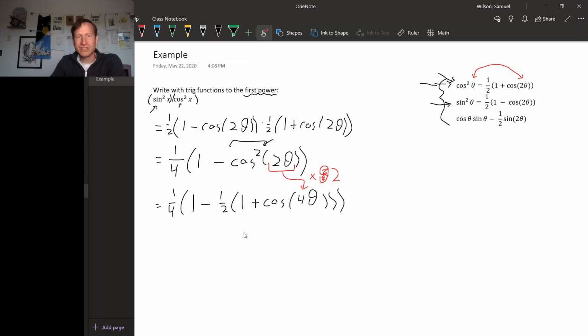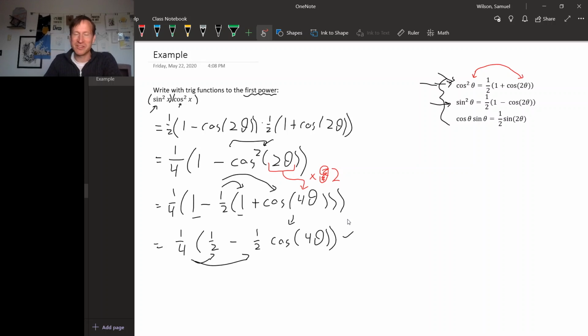Okay, and now we should simplify this so we can distribute this 1/2, and that lets us collect these constant terms. So we get 1 over 4 times, let's see, 1 minus 1/2 is 1/2, minus 1/2 cosine 4 theta. And then finally, our only trig function is to the first power, so we're done. If you wanted to, you could distribute this 1 over 4 if that was helpful for some reason. Okay, that was only one way to do this.